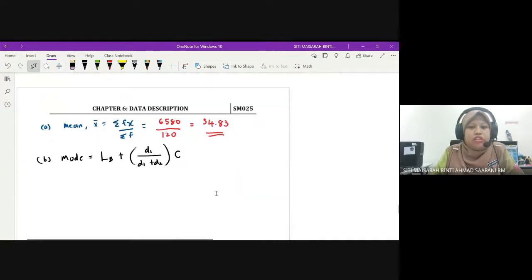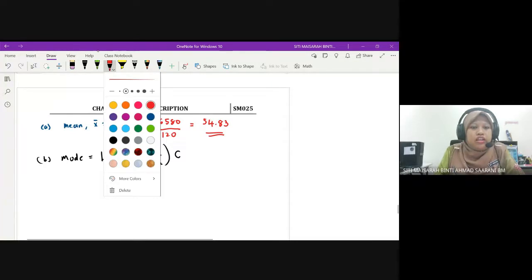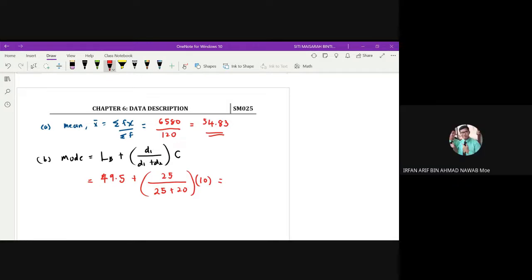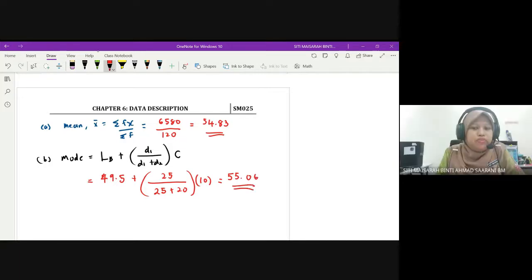So we substitute all: the lower boundary is 49.5 plus D1 is 25 over 25 plus 20 times 10. Alright, so what is your mode? You calculate: 55.06. So the mode is 55.06. And then next, we continue with question C. We are going to find the median.